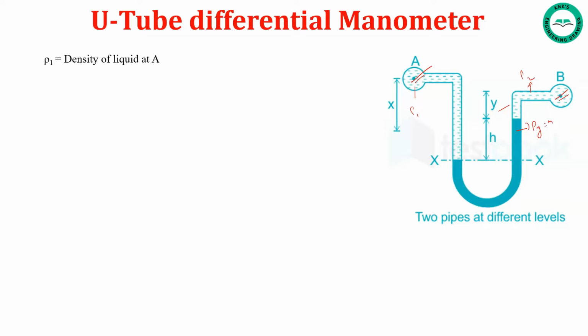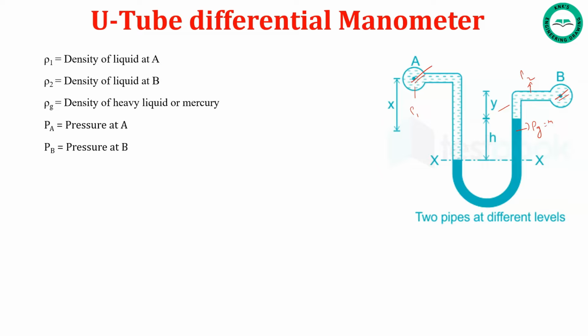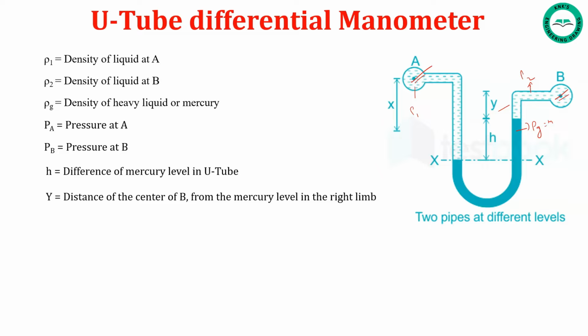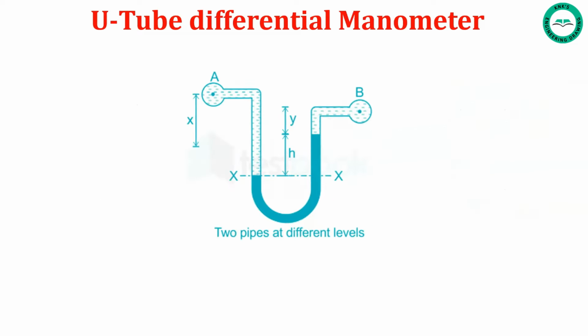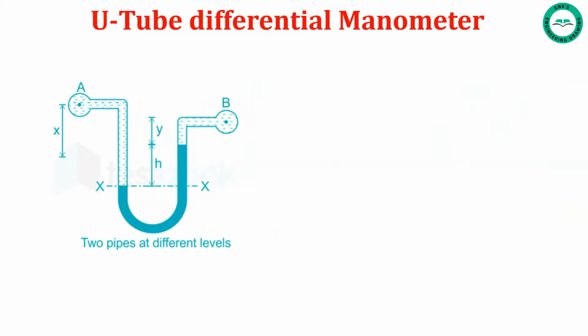I repeat the terms: rho 1 density of liquid at A, rho 2 density of liquid at B, rho G density of liquid or mercury, PA is the pressure at A, PB is pressure at B, H is the difference of mercury level in U-tube, Y is the distance of the center of B from the mercury level in the right limb, X distance of center of A from the mercury level in the right limb. Now let us derive the equation.